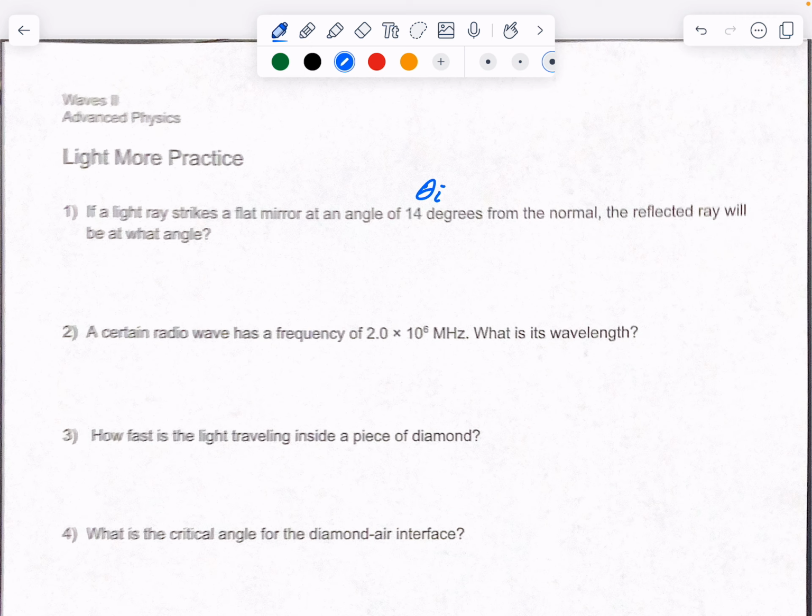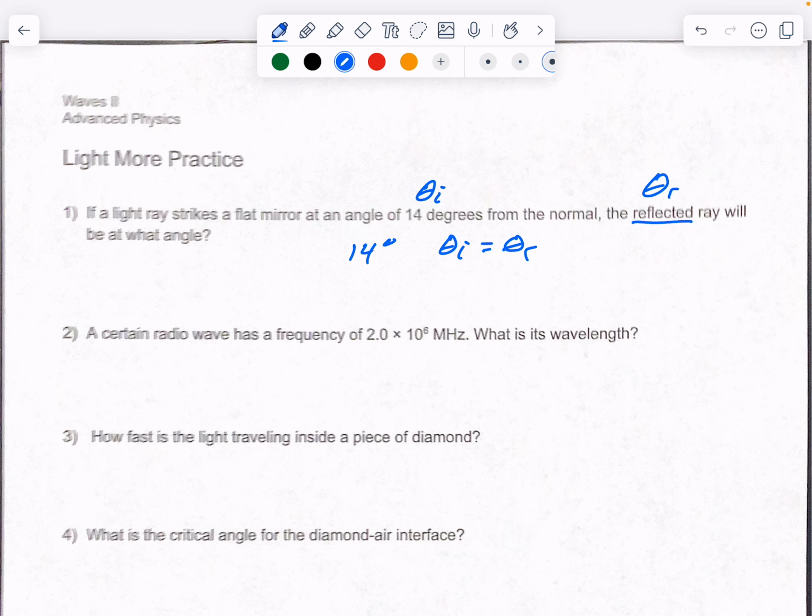So this is where you've got to be careful. It said reflected here. Reflected would be your theta r, or lowercase r. Remember we talked about the law of reflection, which states that whatever angle you come in at, you're going to reflect at the same angle. So the answer here would just be 14 degrees, because your incident angle is equal to your reflected angle. Now, if we started talking about refracted, then you would have to do the whole Snell's law thing, but just be careful with this right here.